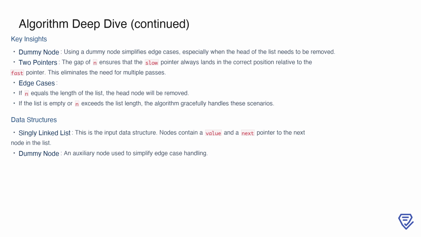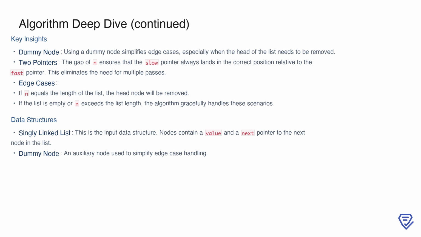Next, the two-pointer technique ensures that the slow pointer always lands in the correct position relative to the fast pointer, thanks to the fixed gap of n nodes. This eliminates the need for multiple passes over the list to calculate its length. Additionally, the algorithm gracefully handles edge cases, such as when n equals the length of the list, which results in the head node being removed, or when n exceeds the list's length, where no changes are made.